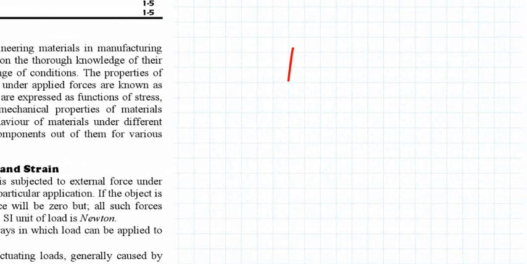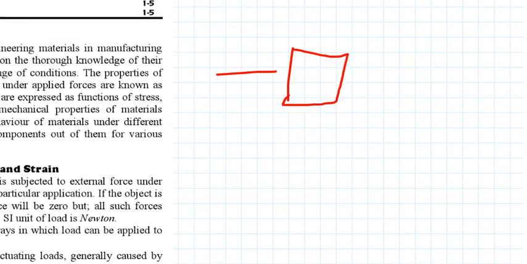Suppose this is an object, and if I am applying a force on this object in this direction, what will happen? If the object is in a steady state position, then it will come into motion. If it is in motion, then its speed or direction will change.